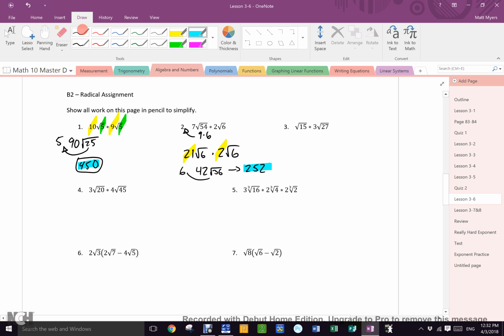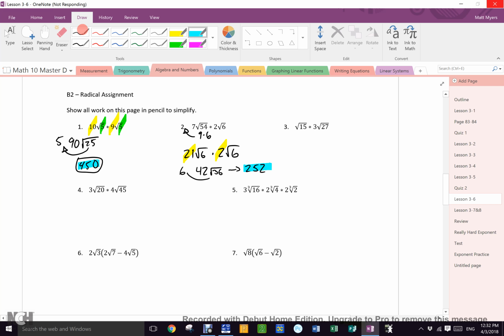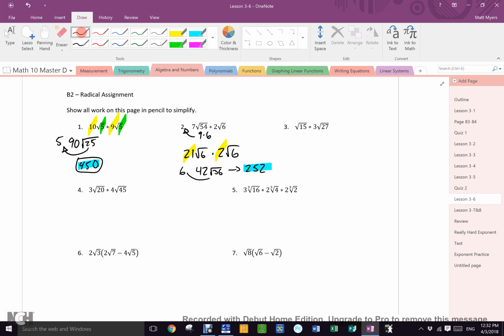5 and 3. Any pairs? No. Nope. So I can't fix up 15. Can I fix up 27? Yes. Into what? 9, 3. Why did you use 9 and 3, Louis? Because the square root of 9 is 3. So I can bring out a 3, right? So now I've got root 15 times 3 root 3.